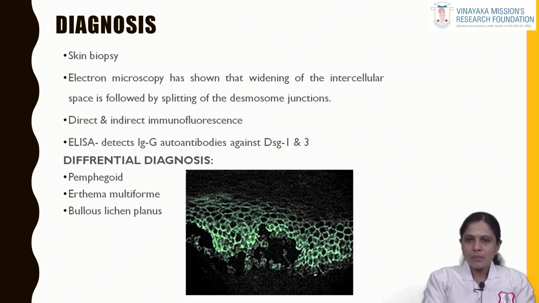The diagnosis of pemphigus vulgaris is by skin biopsy and electron microscopy, where we can see widening of the intercellular space followed by splitting of desmosomal junctions. Under direct and indirect immunofluorescence, we can see the fishnet or chicken wire pattern, where the IgG autoantibodies are deposited. ELISA detects IgG autoantibodies directed against desmoglein 1 and 3.